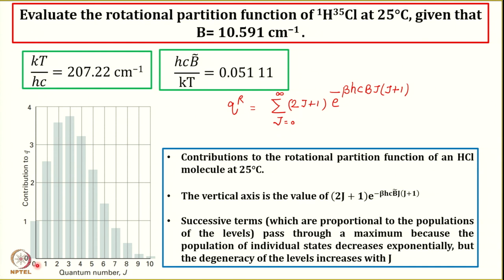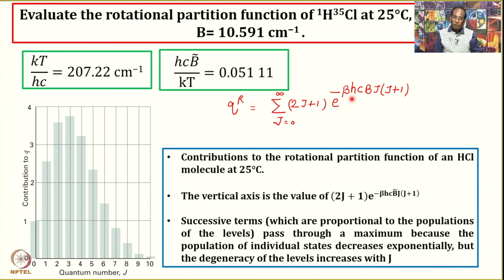For j is equal to 0, this factor is 1, so this should be 1, and you can see here 1. When j is equal to 1, this becomes 3, and then the value rises to this value. Eventually, this passes through a maxima. Why does this pass through a maxima? Because when you increase the value of j, this degeneracy factor gives it a push up, that is, increases the value. But this exponential term decreases the value. So when you consider both, your result passes through a maxima.